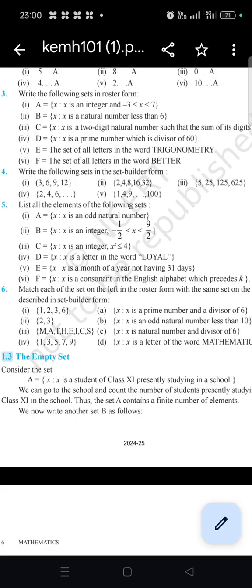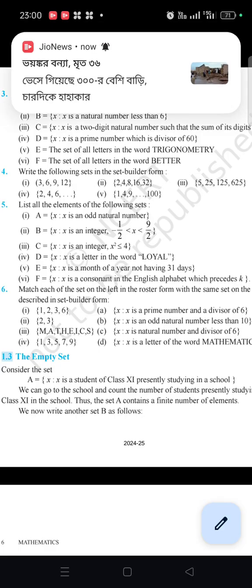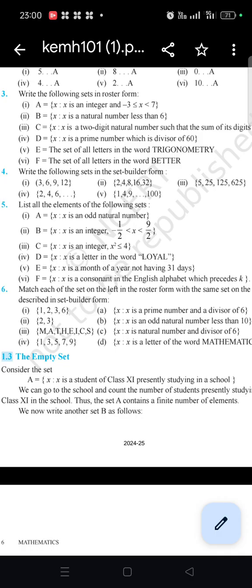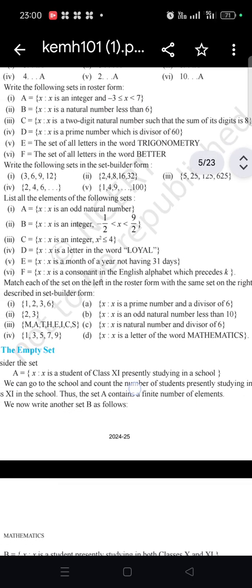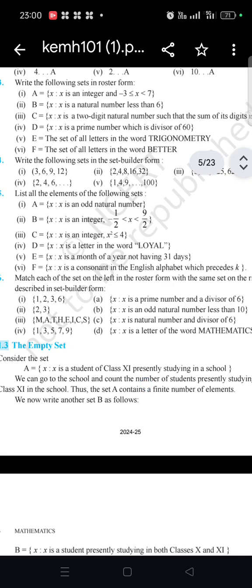Number 5. List all elements of the following sets. And number 6, match each of the sets on the left in roster form with the same set on the right described in set builder form.